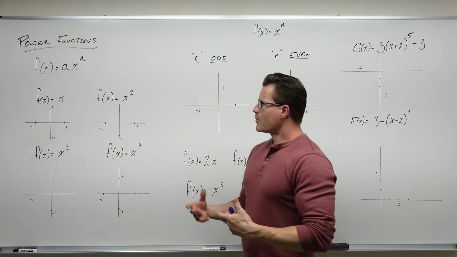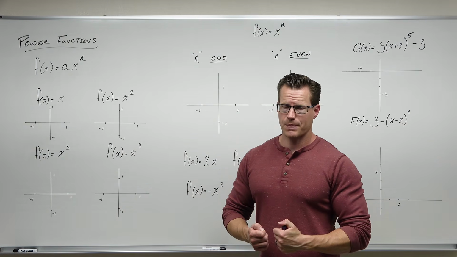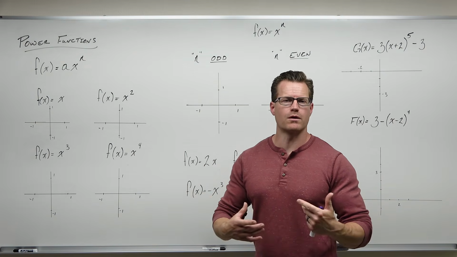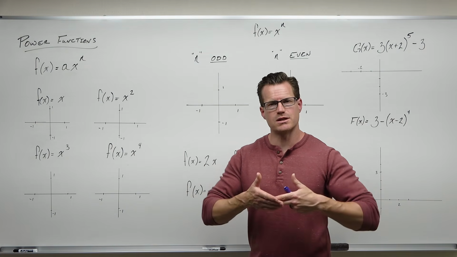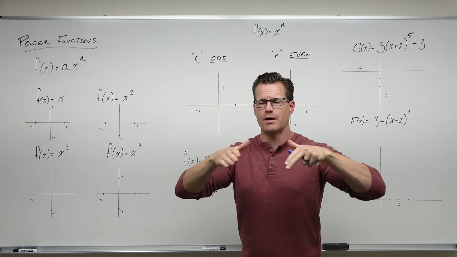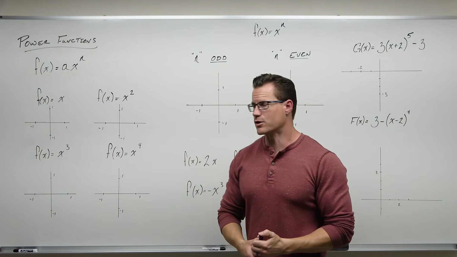So our power functions are very predictable, and they follow one of two patterns. Whether they are even or whether they are odd, they're going to follow one of those two patterns. An even function is symmetrical about the y-axis, and an odd function is symmetrical about the origin. And that's the only two things we can possibly have with a power function.